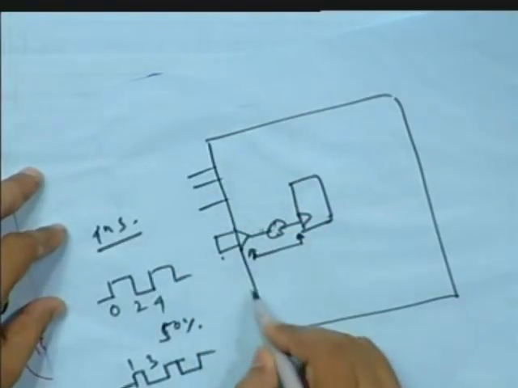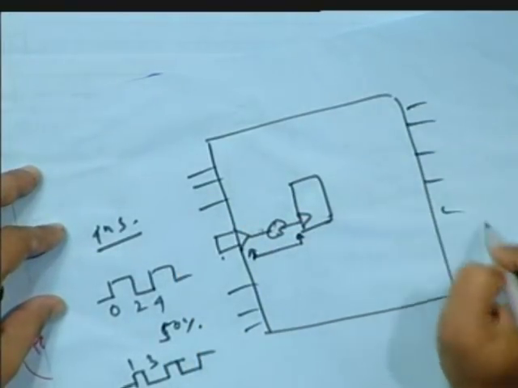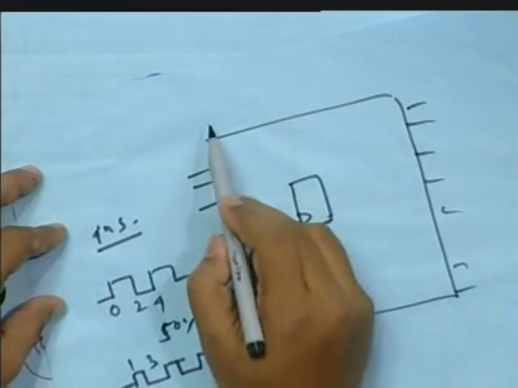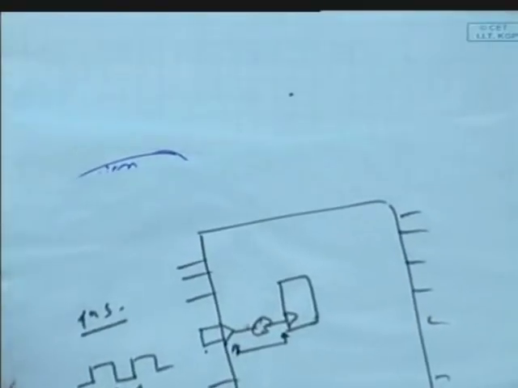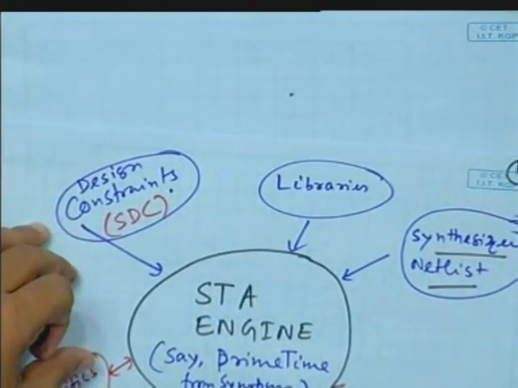All these input pin delays, output pin delays, right? Is there any false path? Is there any multi-cycle path? All you have to provide. That's called design constraint. Okay.